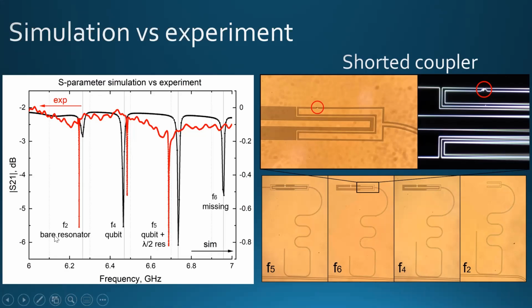The lowest frequency is the longest resonator, which is on the right, and it doesn't have a qubit. Then there are 2 qubits, and the highest frequency that was measured is the frequency of the resonator coupled to a qubit and another half wavelength resonator.